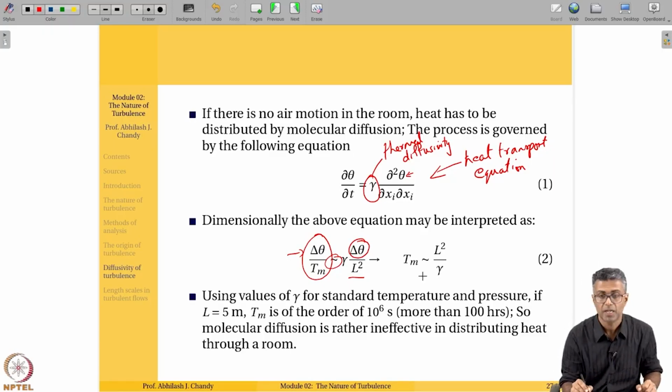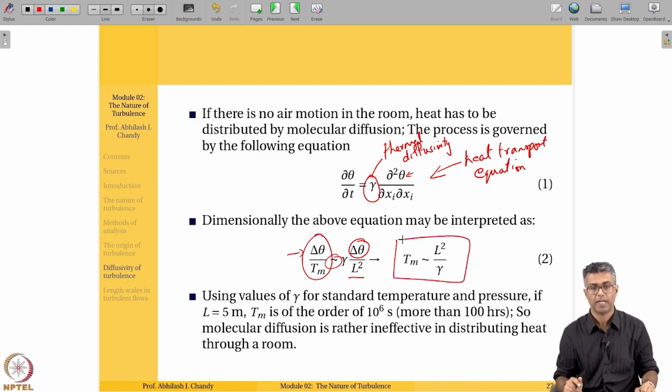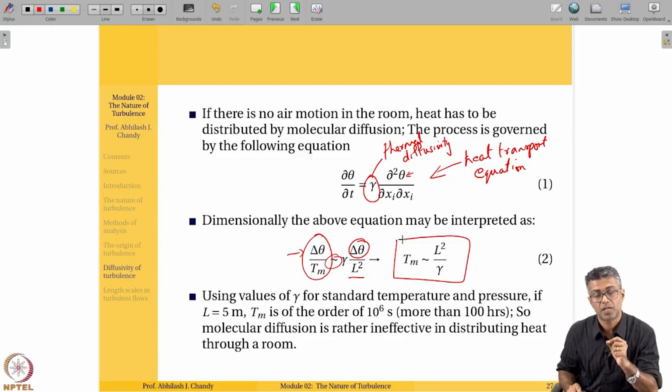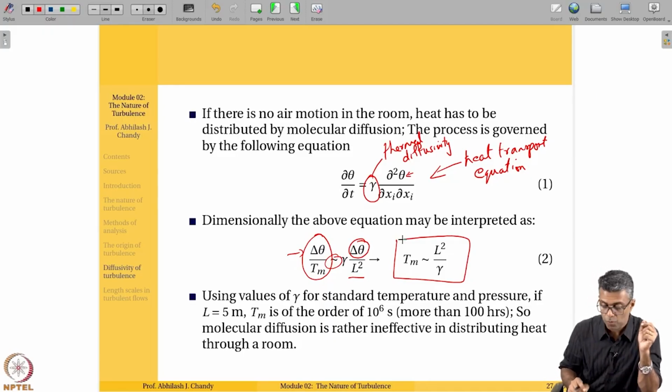Now from this equation, the delta theta on both sides gets cancelled, and what I have is Tm is approximately equal to L squared over gamma. This is what I have. So I have a representation for the time scale. Again, Tm represents the time scale associated with this problem, where there is no airflow and only molecular diffusion, hence the subscript m, which is L squared over gamma.